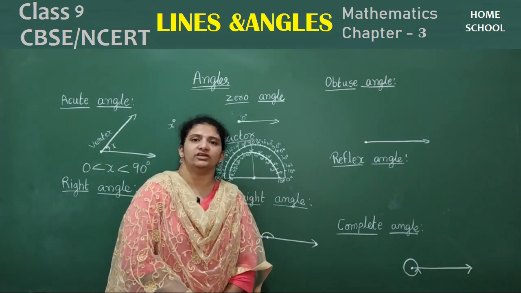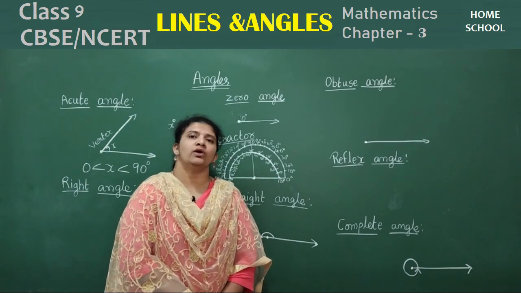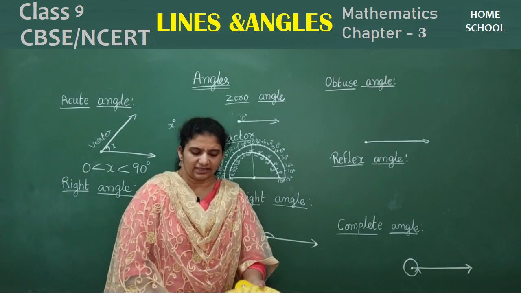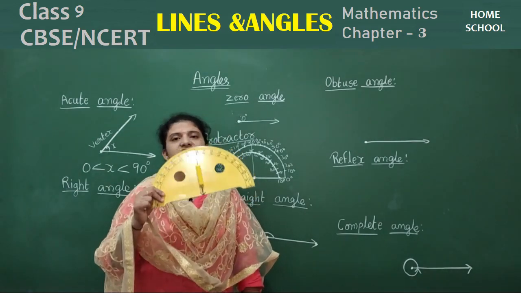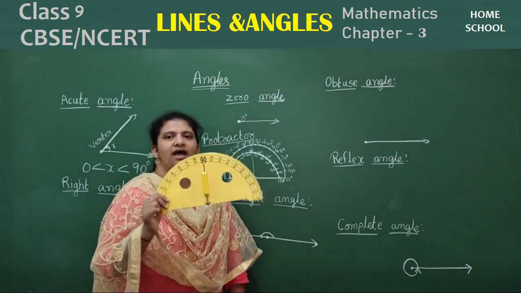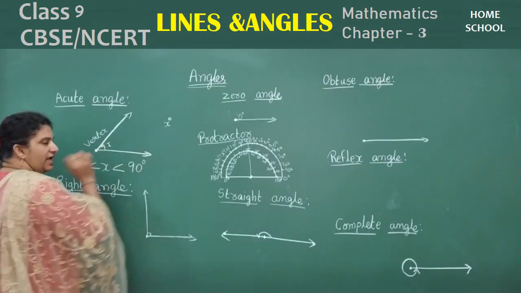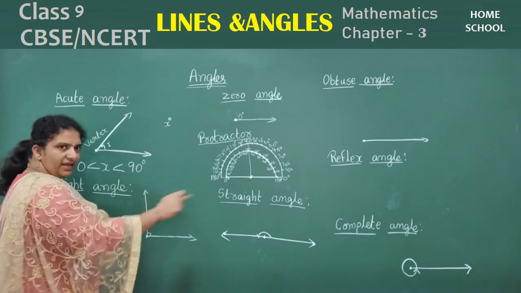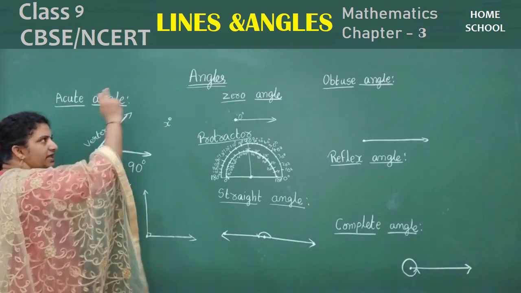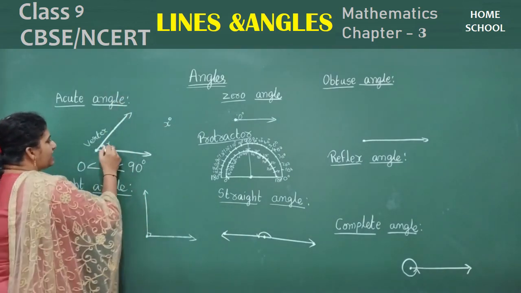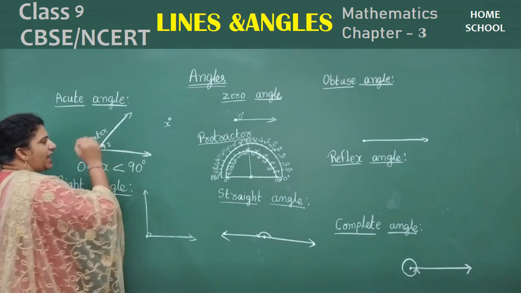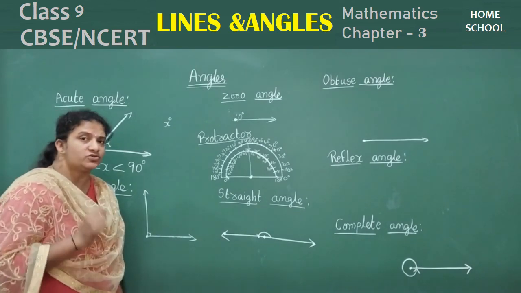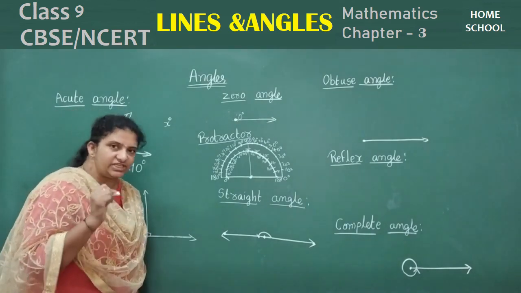Angle is measured in degrees. You know a mathematical instrument, the protractor, which is used to measure an angle. What is an angle? Two rays, one ray in this direction and one ray in that direction, arising from a common endpoint. A point is used to represent a position.